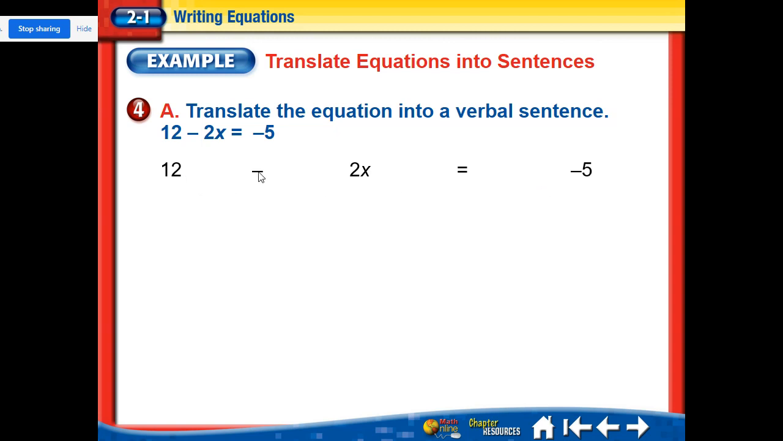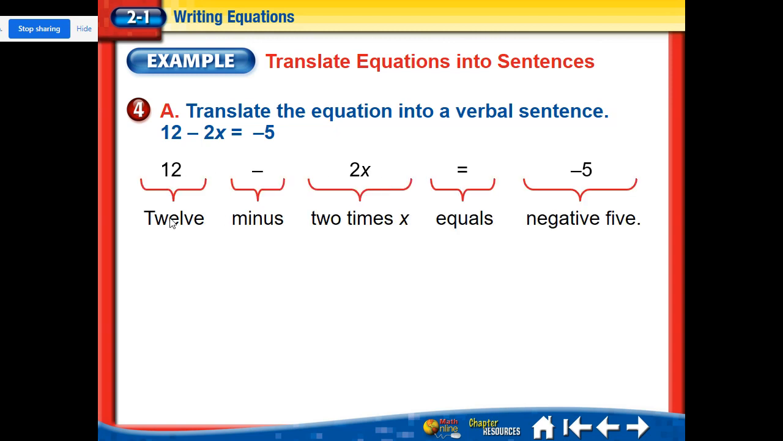So each one we just split this up. 12 minus 2 times x equals -5. And again, you could have done 12 subtracted by 2, the product of 2 and x if you wanted to do things like that, but there's no need to be fancy. Just go ahead and write it out.